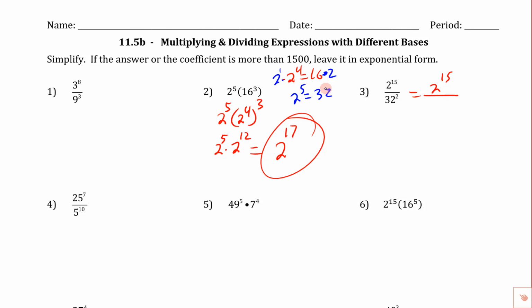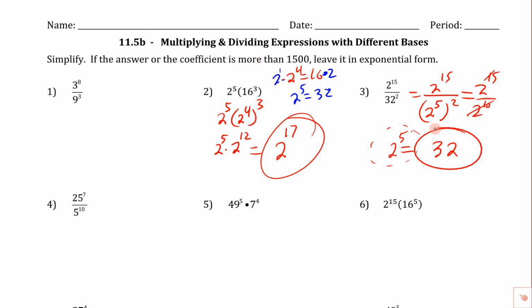So wherever there's a 32, we can put a 2 to the 5th. So 2 to the 5th raised to the 2nd. So here we get 2 to the 15th. Power to a power we multiply, so that would be 2 to the 10th. 15 on the top, 10 on the bottom. 10 of them cancel. That leaves 5 on the top, so we get 2 to the 5th. Now, you could write the answer that way, but it does say if the coefficient is less than 1500, we ought to go ahead and write it. And lo and behold, this is a 32. So there's the answer to that one.